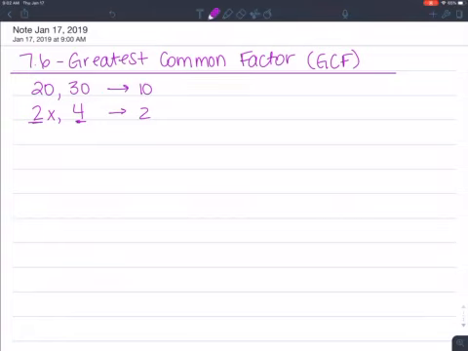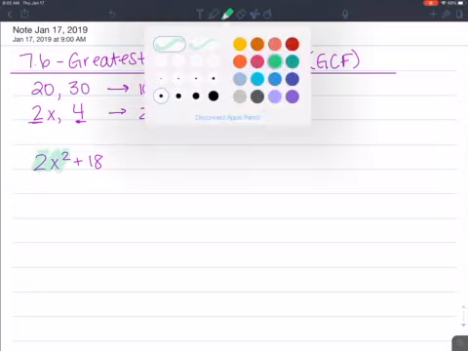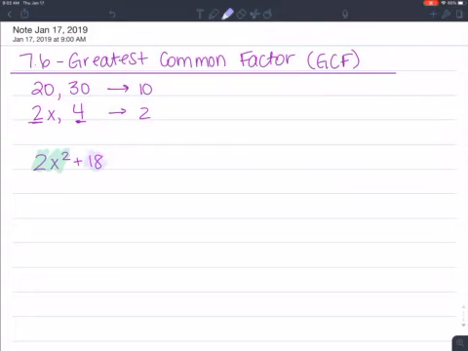So now we're going to introduce doing that with a polynomial. So we have 2x squared plus 18. And we want to look at both terms individually and see what is the greatest common factor of both of those. Well, we can divide each of them by 2. And only one of them has a variable with it, so the variable is not going to be part of my GCF. It will be later on.